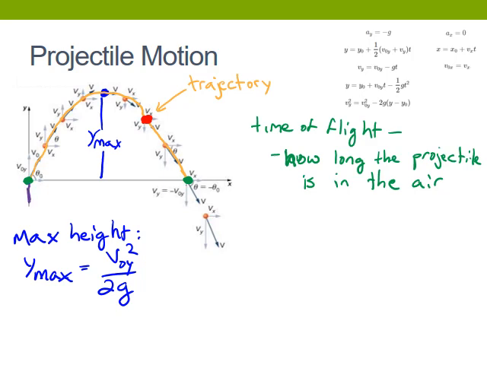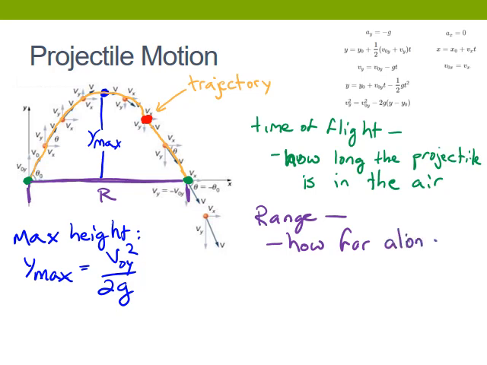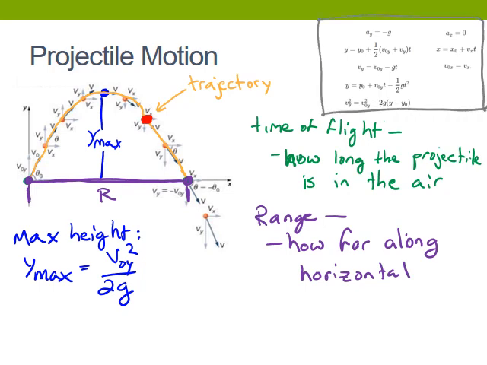The other thing your book defines is the range. So if I look at the distance along the x direction, then this is my range. Range is how far along the horizontal that I've traveled. And again, your book gives you a formula for that. But I will also stress that that formula assumes that you started and ended at the same height. If you don't, if you end up some other place, then you can't use that range formula. You'll have to go back to your kinematic equations and use these equations to find your range.